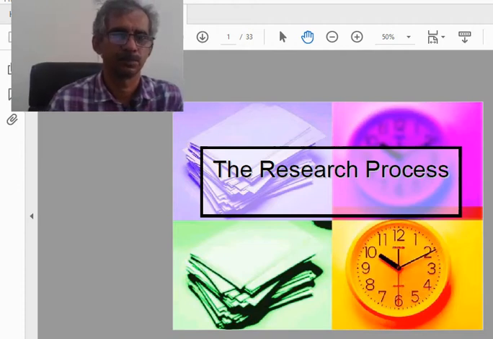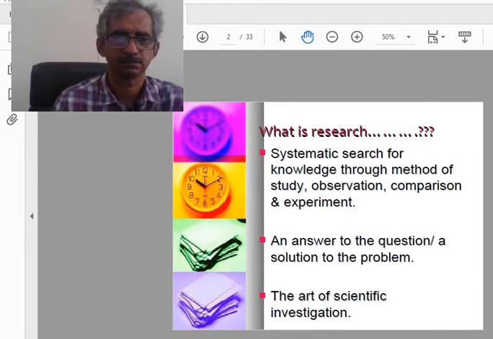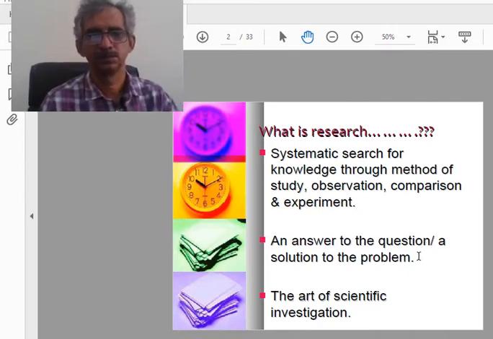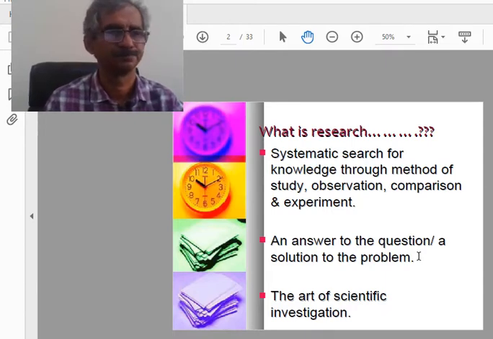Research process. This is in continuity with the previous classes about the research process, in which we have discussed the 5 steps of the research process. Just to give you some view again, what is research? Systematic search for knowledge through method of study, observation, comparison and experiment. An answer to the inquiry, a solution to the problem, the art of scientific investigation. It's just the view about what research is.